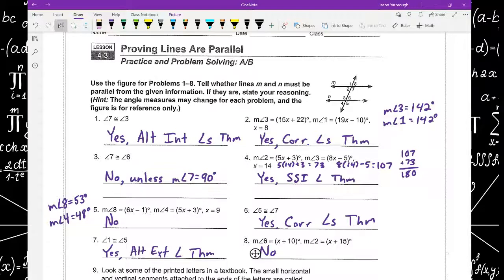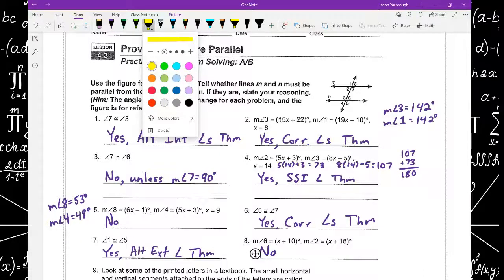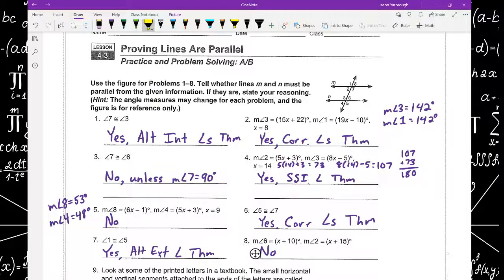Number 1 says that angle 7 is congruent to angle 3. So let's look at those angles. We've got 7 here and 3 here, and those are alternate interior angles. For alternate interior angles to prove lines parallel, they have to be congruent, and that is exactly what this says, that these two are congruent. So yes, those lines would be parallel by the alternate interior angles theorem.